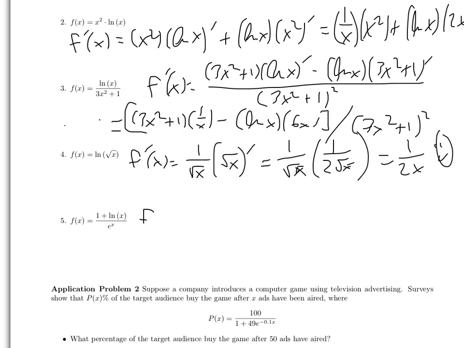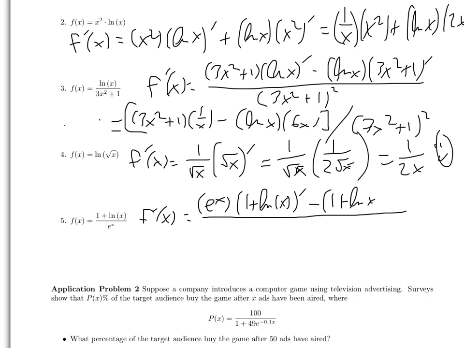And then number 5 is just like number 3. It's a quotient rule problem, and I just threw the e to the x in there to remind us that we really can deal with any combination of these things when they're together. So again, I'll write down what the quotient rule says to do, and then actually do it.